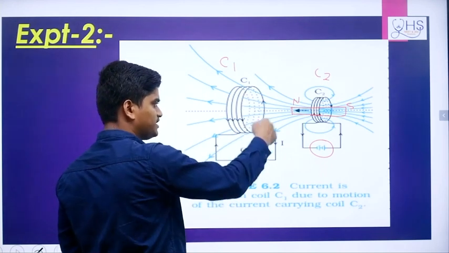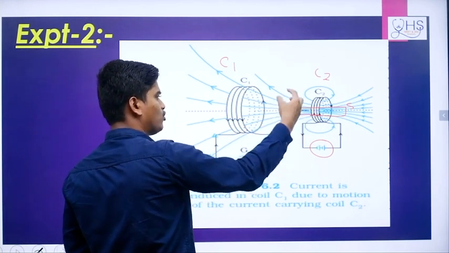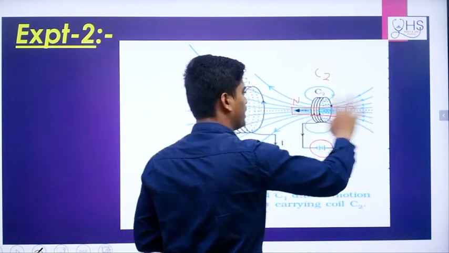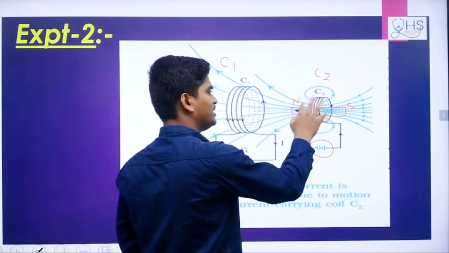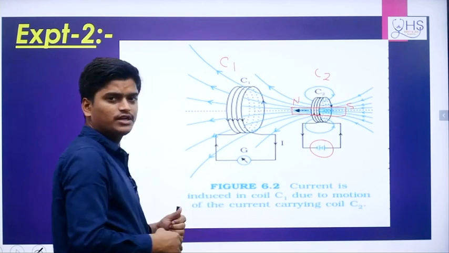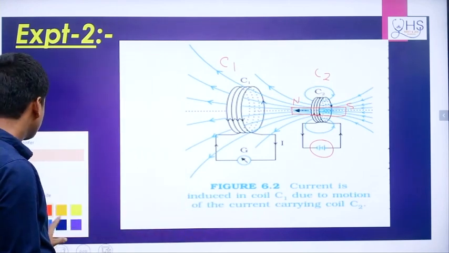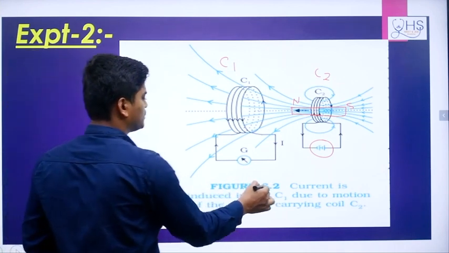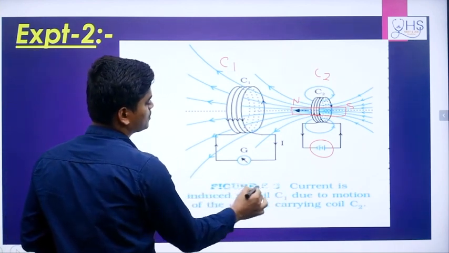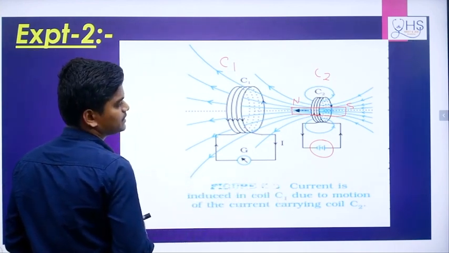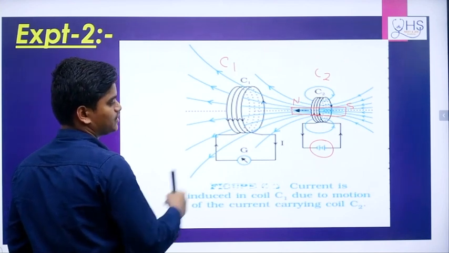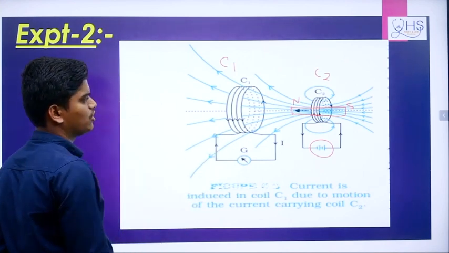So magnetic flux is changing here. When it is coming, more magnetic flux. When it is going away, less magnetic flux. When it did not come, at that time no magnetic flux actually. So like that it is happening. So what happened here? Now magnetic flux changes are happening, and induced current is producing in coil 1.